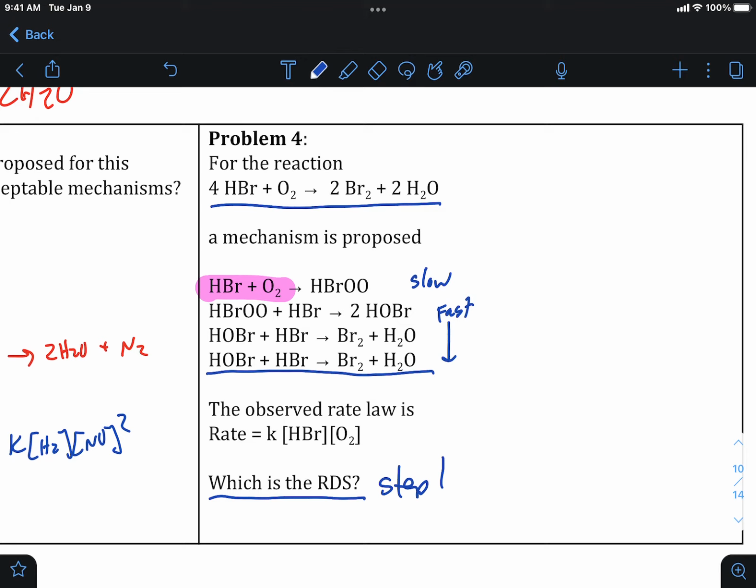How are we doing? Is this starting to make sense? You've got a series of steps. You are evaluating first its validity algebraically to see if the overall reaction even matches and cancels properly. And then you're going to evaluate the slow step and see that the reactants of the slow step match the reactants in the rate law that is observed, and that the numbers are right. Okay.